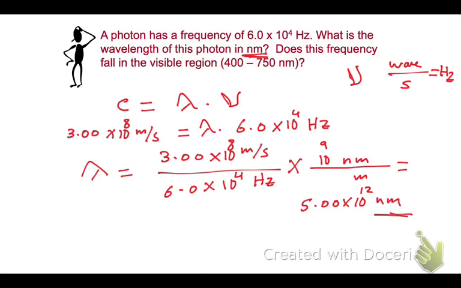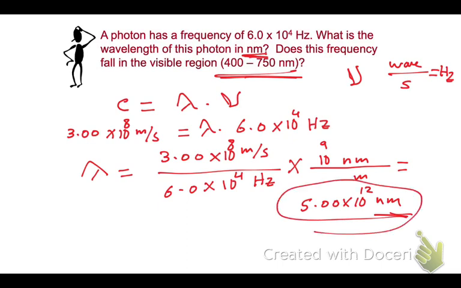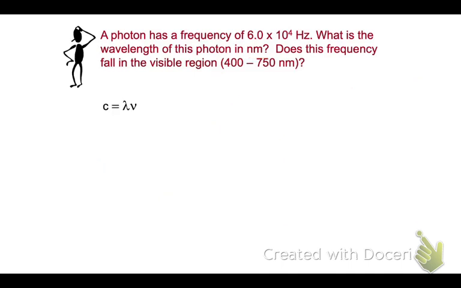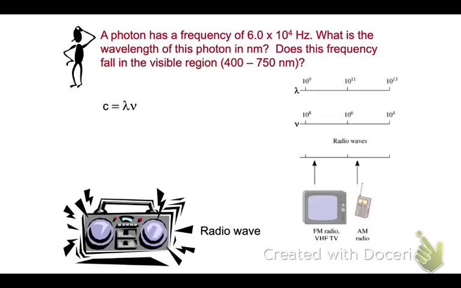So definitely not in the visible range. This is a much longer wavelength and therefore way lower in energy. So that should put this to be a radio wave, where we have a very, very long wavelength and very, very low energy.